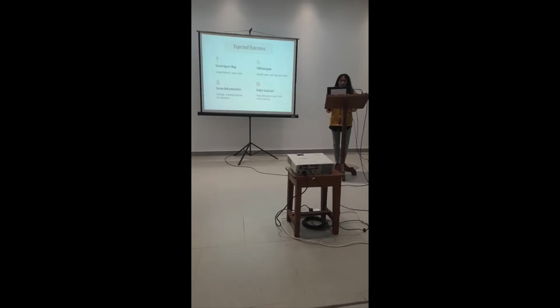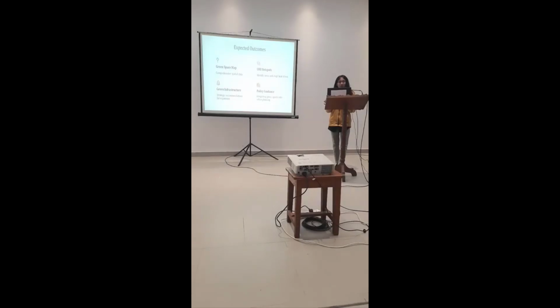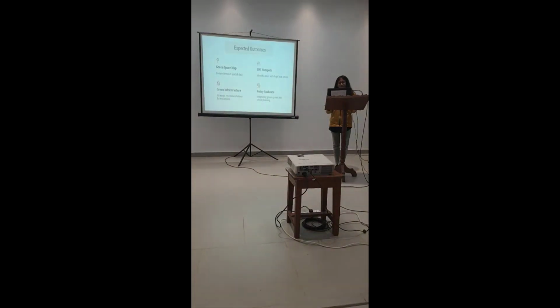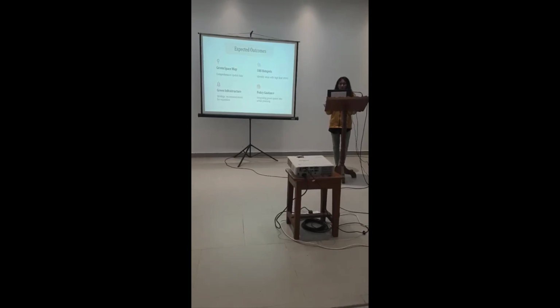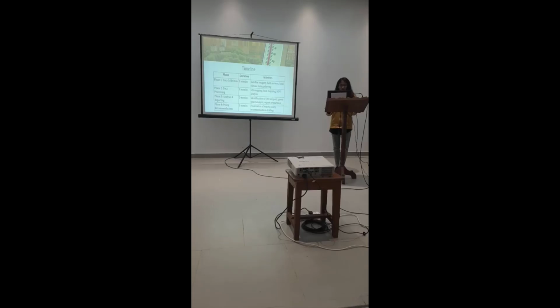So here are the expected outcomes. First of all, the green space mapping and identification of urban heat island hotspots and green infrastructure. By identifying all these three, policymakers, green mappers and urban planners can also use our data and project outcomes for the further development of the city. And the timeline of this project is approximately 8 to 9 months for the whole set of activities.